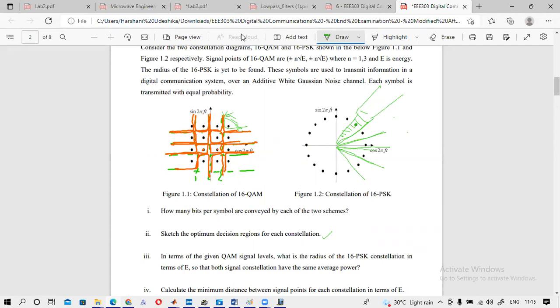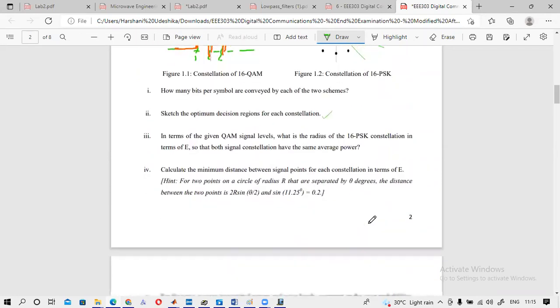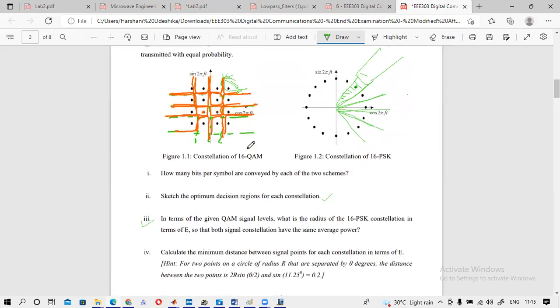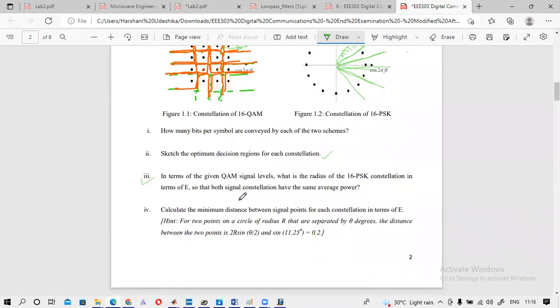So is that clear? Okay, so we will go to the third one. In terms of the given QAM signal, what is the radius of the 16 PSK constellation in terms of E? And both signal constellations have the same average power. So this is the condition. Here we have a condition.